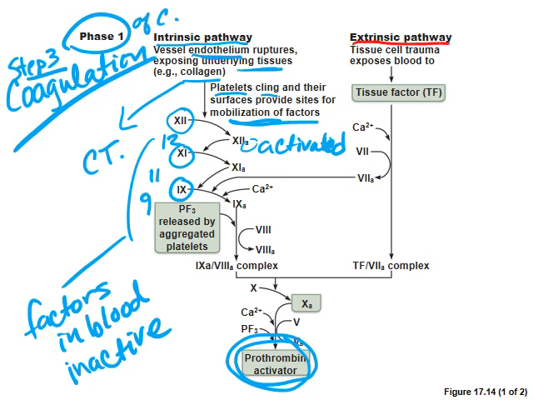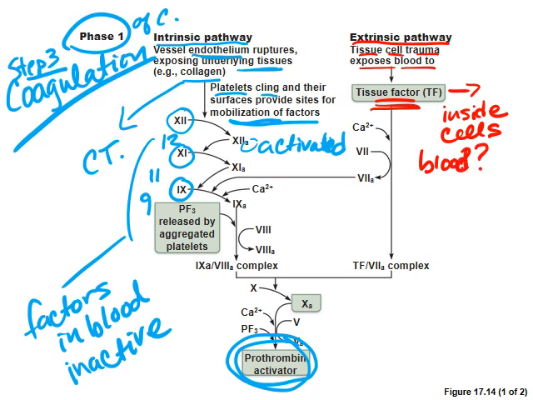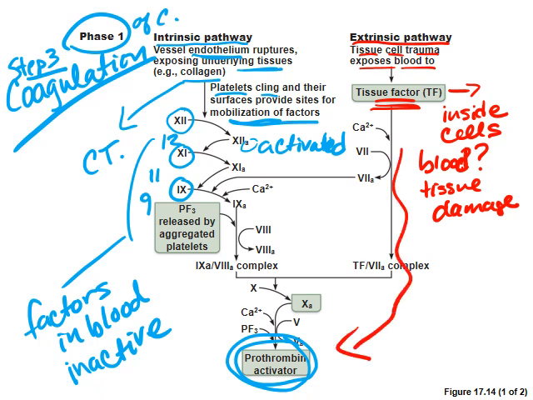On this side, extrinsic pathway, tissue cell trauma exposes blood to tissue factor. This should be inside cells. So what happens if it's all of a sudden in your blood? Oops, I forgot the D. What happens if it's in your blood? That is signaling tissue damage. So your clotting factors are going to do the same thing. They're going to go through a cascade and they're going to initiate prothrombin activator.